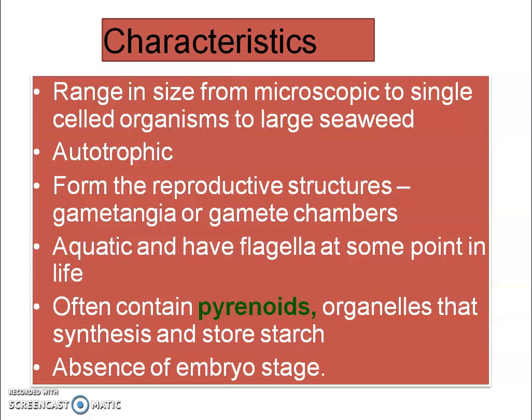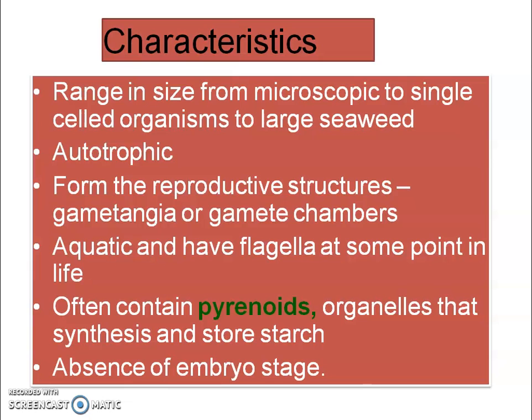The characteristics of algae are that they range in size from microscopic, single-celled organisms to very large weeds. They are all autotrophic. Their reproductive structures are gametangia, or gamete chambers. They are aquatic, and they have flagella at some point of their life. They contain pyrenoids, which are actually the chloroplasts in algae, the small organelles that synthesize and store starch.